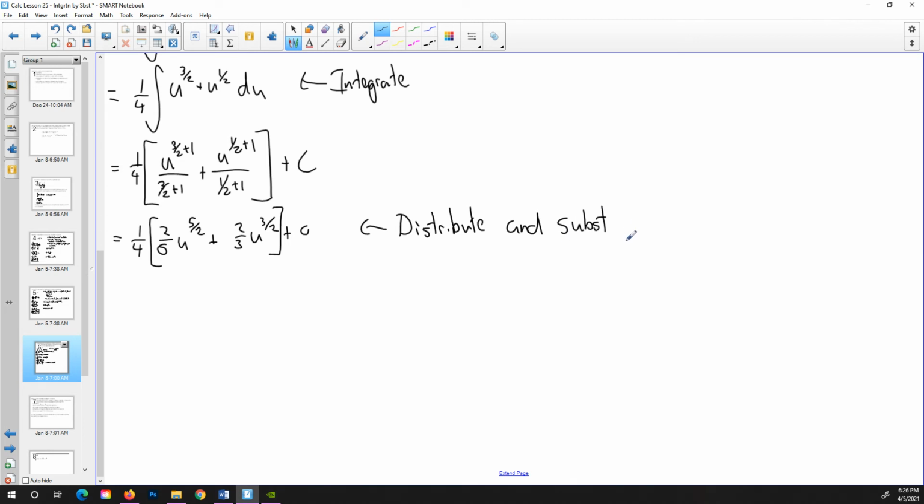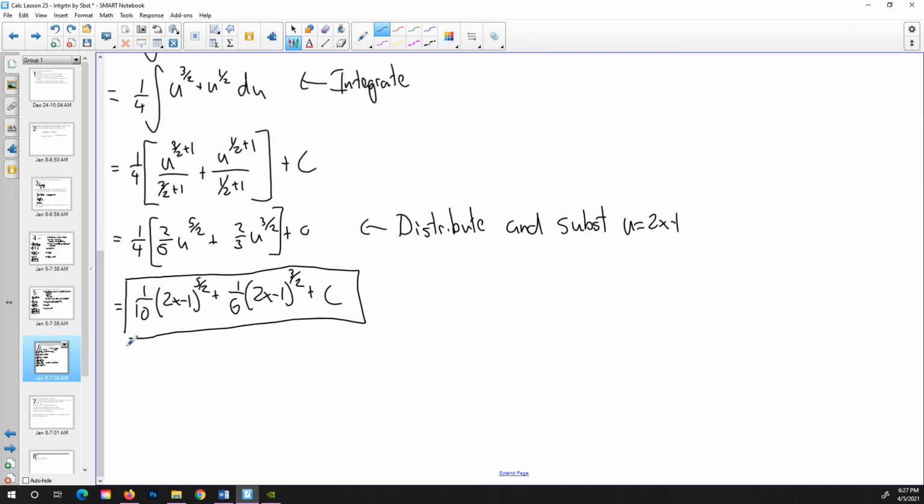and substitute u equals 2x minus 1. And then, so 1/4 times 2/5 will be 1/10. And then it'll be 2x minus 1 to the 5/2 plus, again, when I multiply 1/4 times 2/3, I'll get 1/6 times 2x minus 1 to the 3/2 plus some constant c. Now, I'm sure that we could simplify this a little bit, but for the sake of this discussion, we'll leave it like that. And I'll say if you're taking a test from me, I would accept that as a final answer.